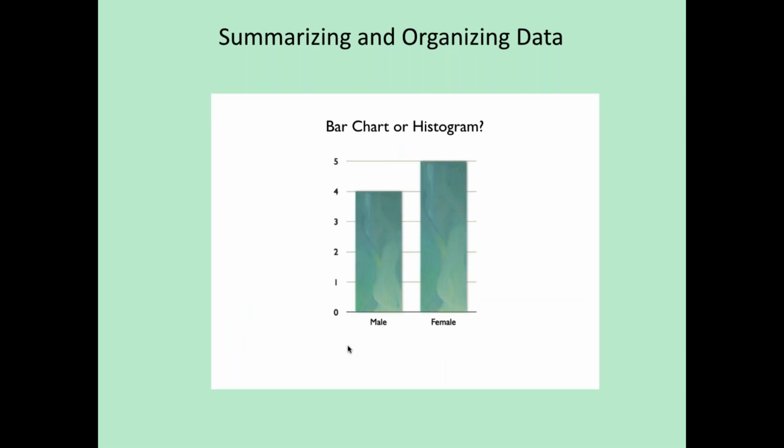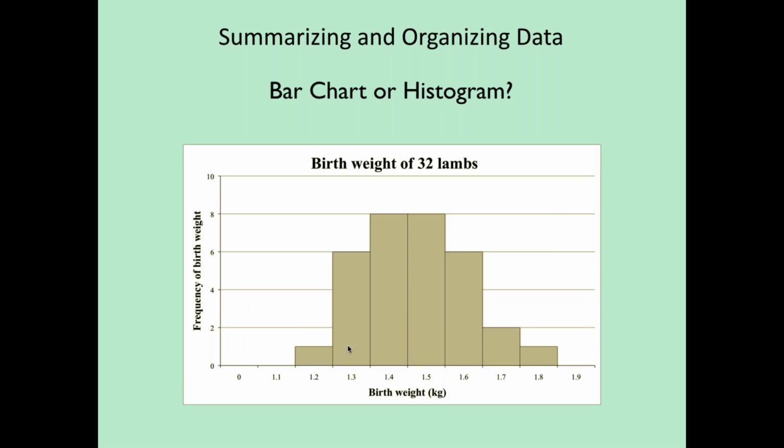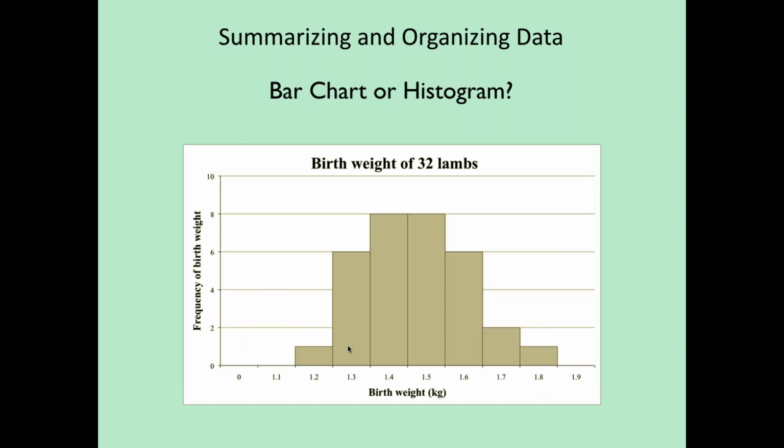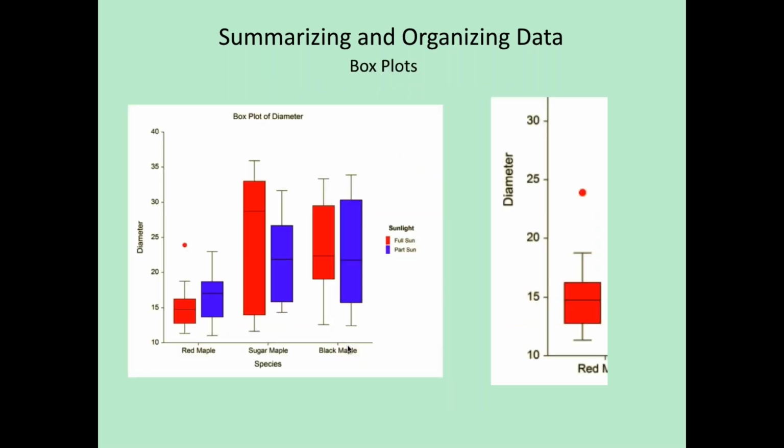That's the difference between a histogram, which you use for numerical data, and a bar chart, which you use for categorical data. Okay, bar chart or histogram? Bar chart, right? Bar chart or histogram? Histogram, right? Now, there's other kinds of graphical data that we put together. This, for instance, is something very useful to us in statistics called a box plot. And in a box plot, I'm going to refer to this one on the right first.